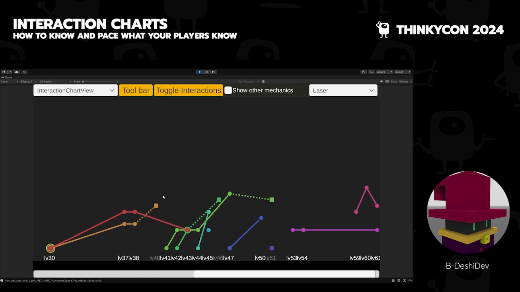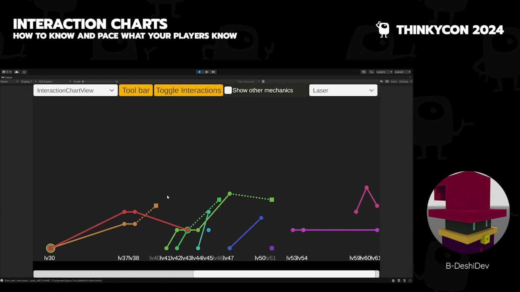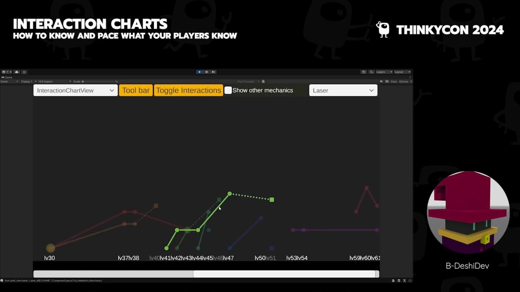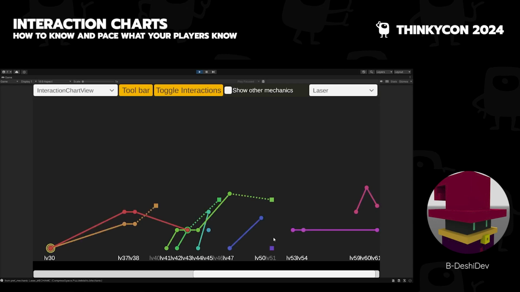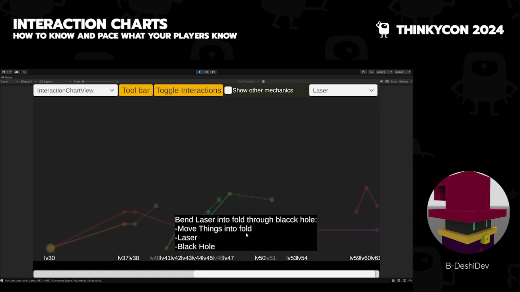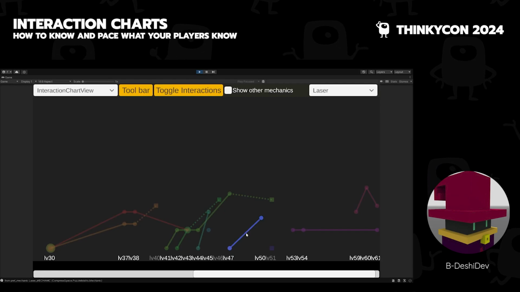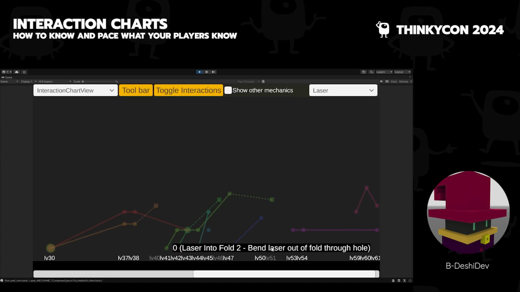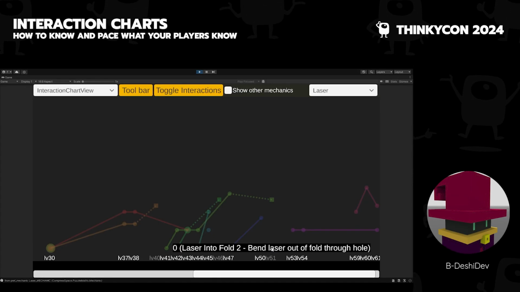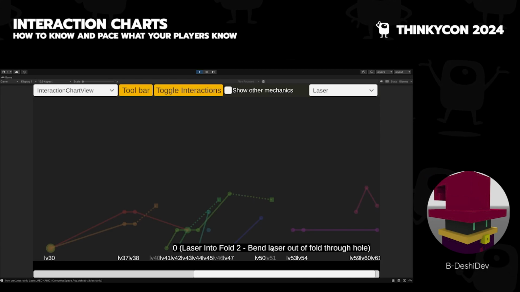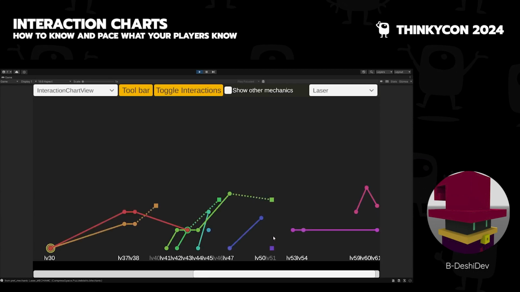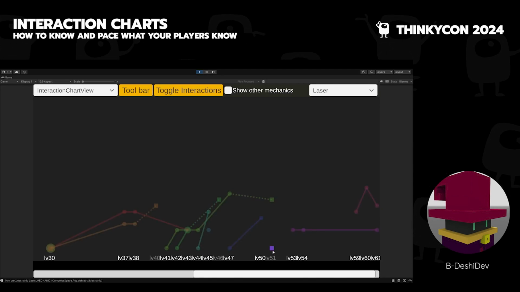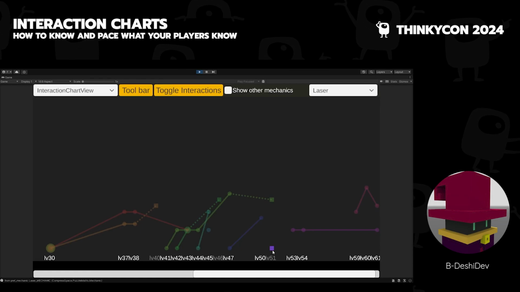Another interesting trait of interaction charts is the number of points in the chart. The more points, the more levels the interaction is used in. For example, this interaction, bend laser through hole, is used in 5 levels, whereas this interaction, bend laser into fold through black hole, is used in 2 levels. Consider some extreme cases. If the interaction chart only has 1 point, for example this interaction, bend laser out of fold through hole, it is present only in the laser into fold 2 level at 0 difficulty. So this is the only level with this interaction. Maybe it's either a gimmicky interaction, or maybe we just haven't managed to explore it enough.